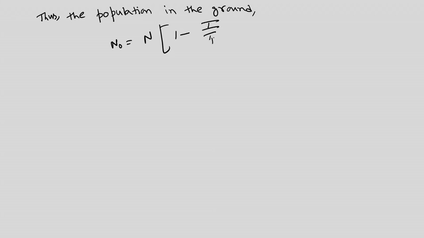The population in the ground state, if we call the population in the ground state n_0, then the population in the ground state n_0 is N times (1 minus (T/T_B)^(3/2)) when T is less than T_B. Okay, so this is the population in the ground state.